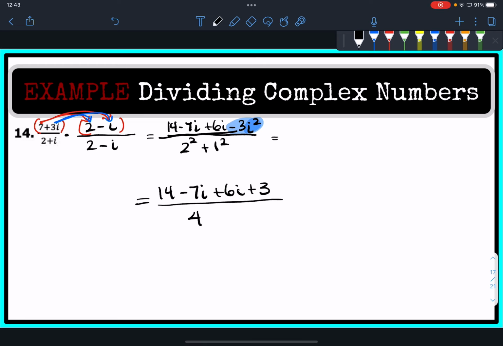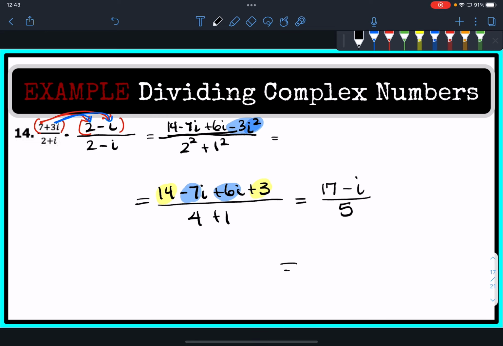In our denominator, we have 4 plus 1. 2 squared is 4, 1 squared is 1, and now we can combine like terms. So 3 and 14 are real numbers that can be added together, so that's 17. And since these are pure imaginary values, I can add those together, which adds up to -1i, all divided by 5.